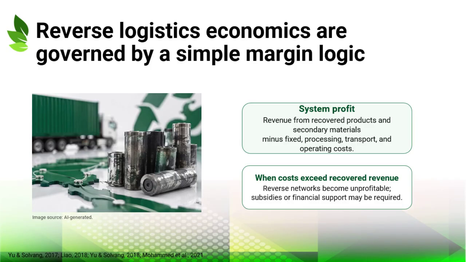System profit equals revenue from recovered products and secondary materials minus fixed costs, processing costs, transport costs, and other operating expenses. If recovered revenue is higher than these costs, the reverse network can create financial value. If costs exceed revenue, the system becomes unprofitable even if it has environmental benefits.